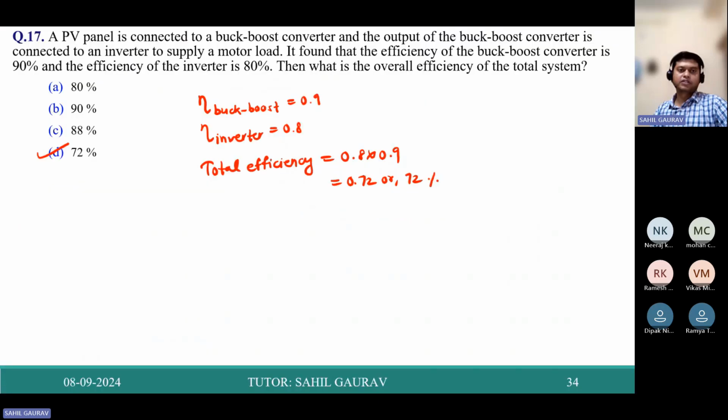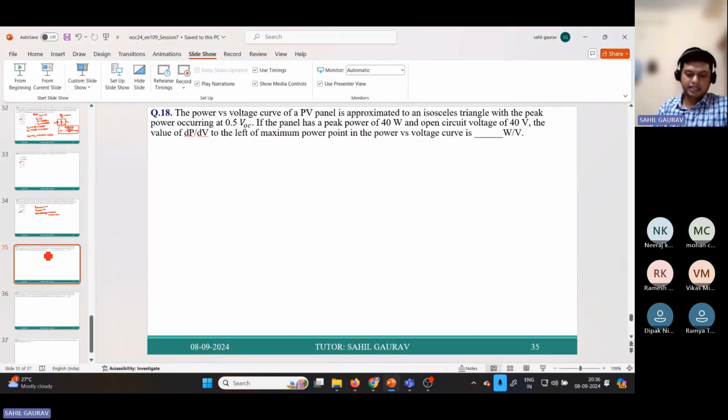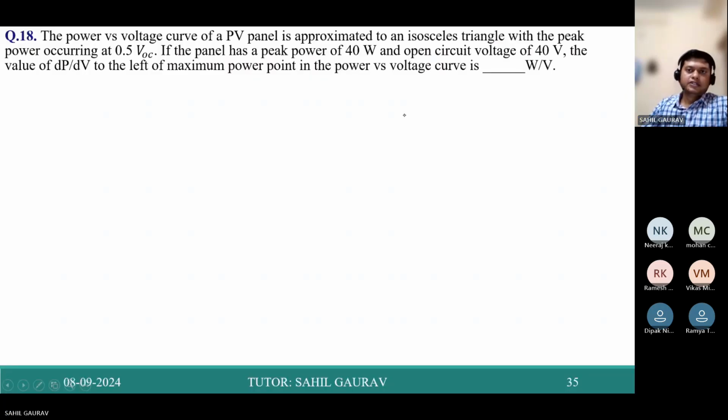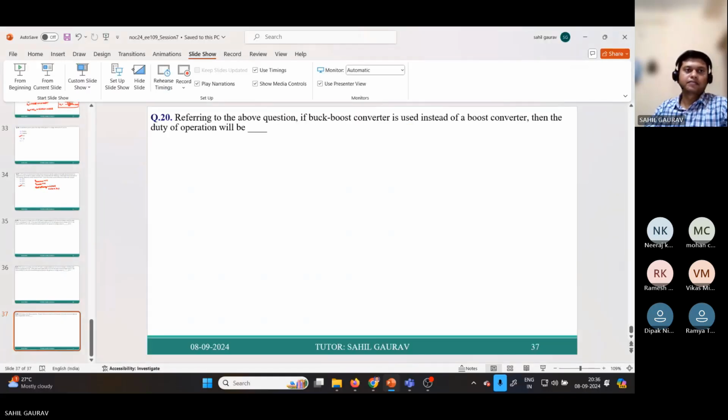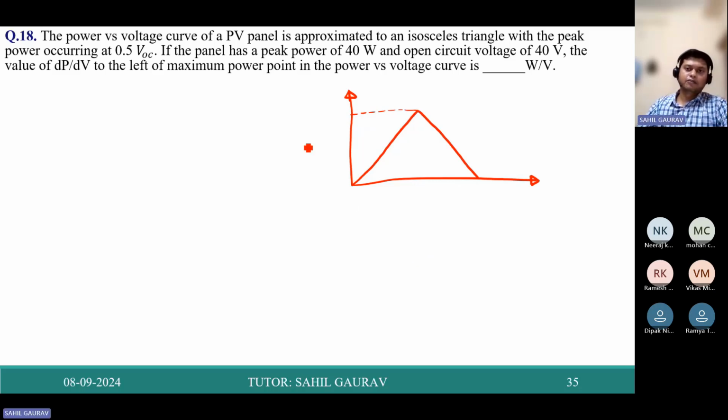So let us see the next problem, question 18. The power versus voltage curve of a PV panel is approximated to an isosceles triangle with the peak power occurring at 0.5 VOC. If the panel has a peak power of 40 watt and an open circuit voltage of 40 volt, therefore, maximum power is occurring at 20 volt. What is the value of dP upon dV to the left of maximum power?